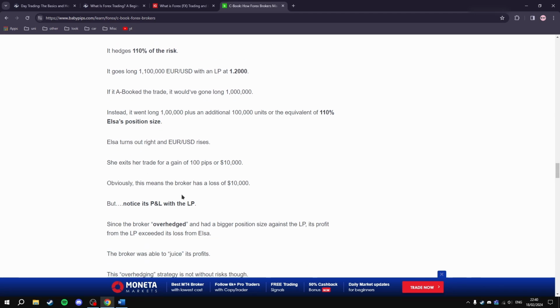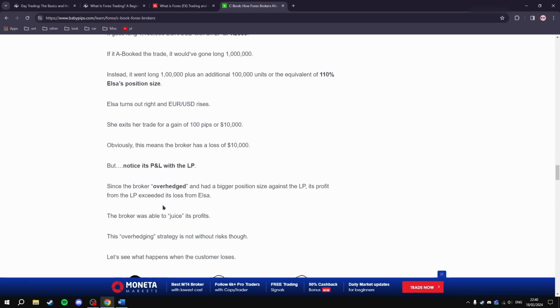Obviously, this means the broker has a loss of $10,000. But notice its profit and loss with the liquidity provider. Since the broker overhedged and had a bigger position size against the liquidity provider, its profit from the liquidity provider exceeded its loss from Elsa. The broker was able to juice its profits.